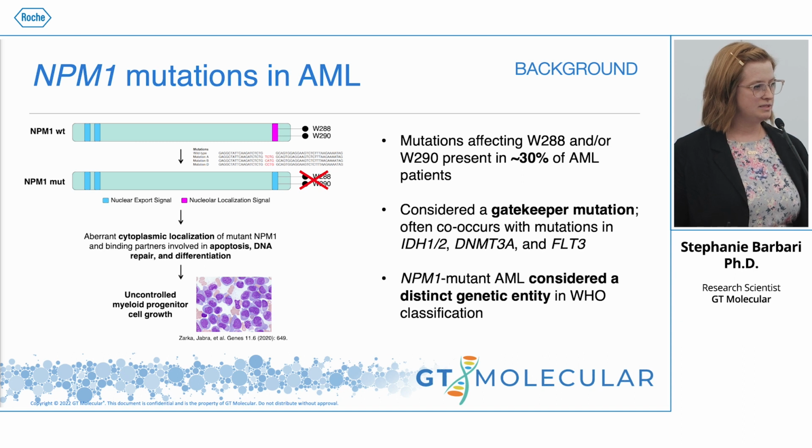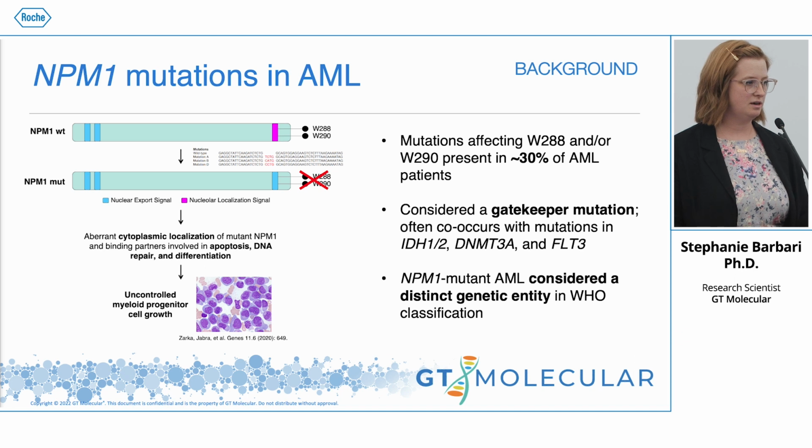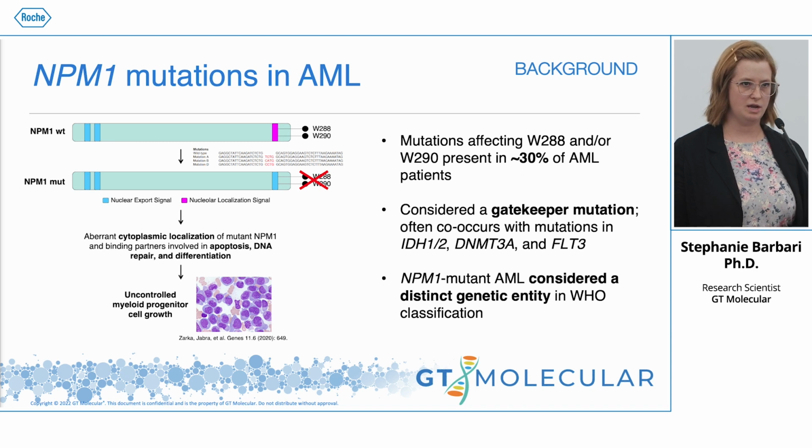These mutations are present in about 30% of AML patients, and these mutations are considered gatekeeper mutations in that they often co-occur with early arising mutations in IDH, DNMT3A, and FLT3 ITDs. And it's not until patients acquire these NPM1 variants that oncogenesis is initiated. Additionally, NPM1 mutant AML has really gained a lot of attention in the spotlight lately due to its positive prognostic risk and is now considered a distinct genetic entity among WHO classification.